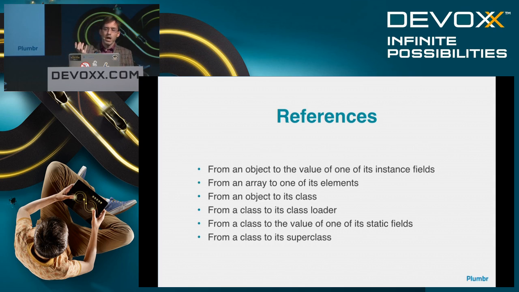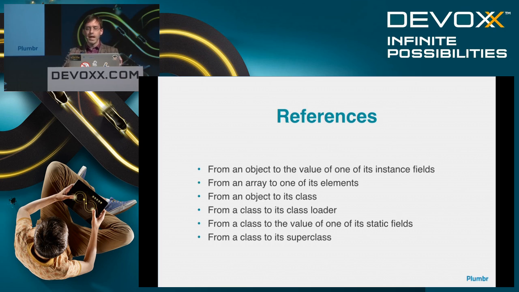You know that a class is just another object of the type java.lang.Class, so you always have a reference from an object to its class, and the existence of that reference is important. You have a reference from a class to its class loader. So every class has a reference to the class loader that has been used for loading that class, and the existence of this reference is also very important at the end of our talk.